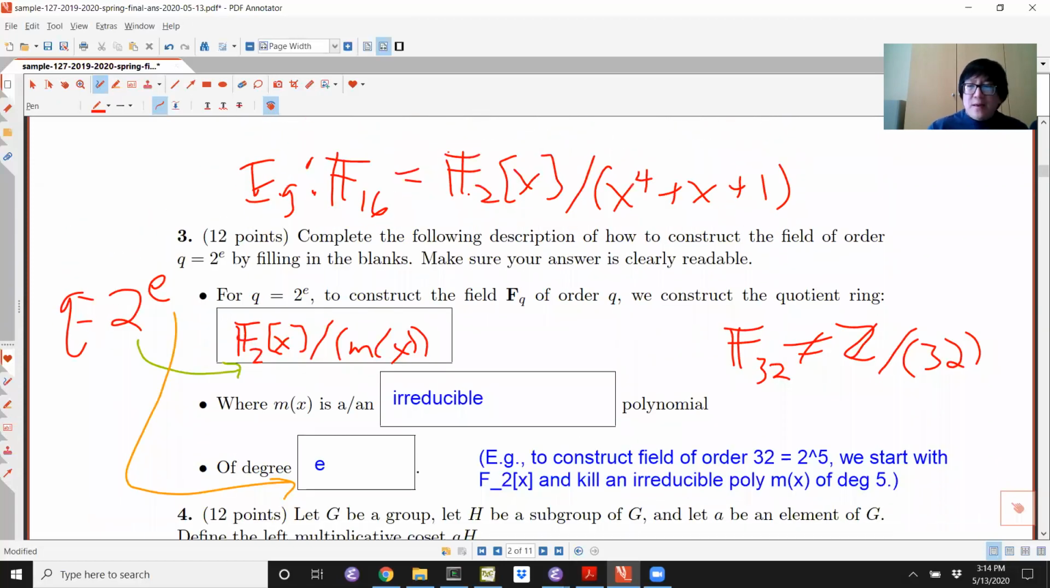There's not only an answer to the problem, but some explanation. So any questions about that? So is problem 3 good?